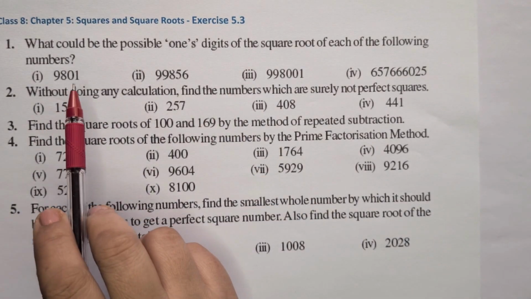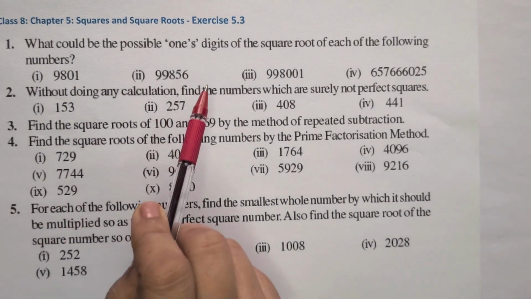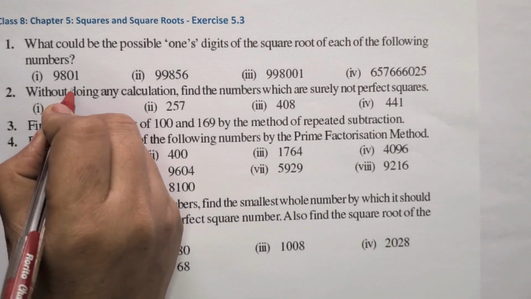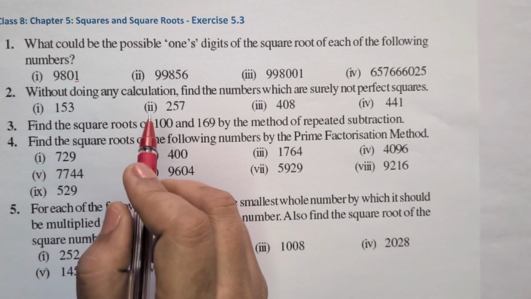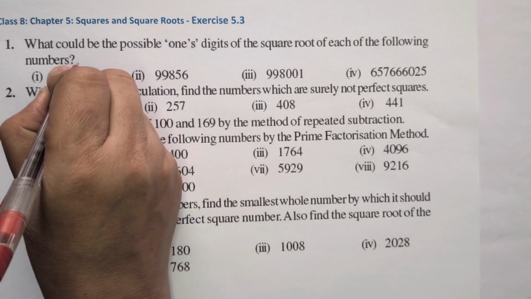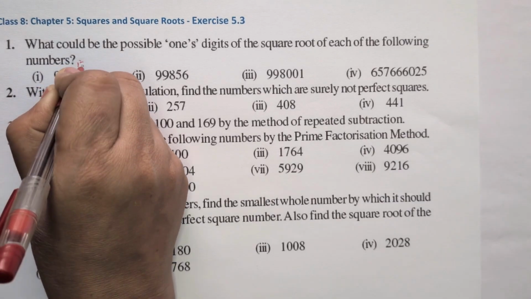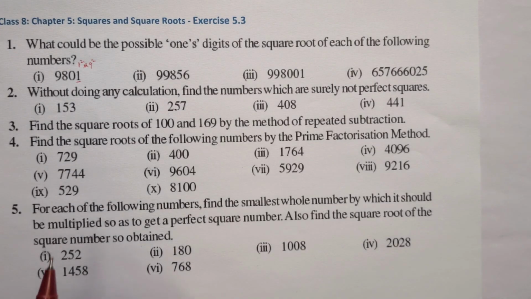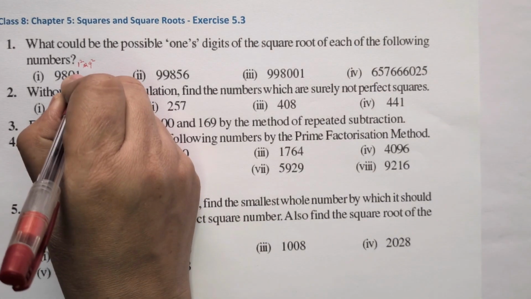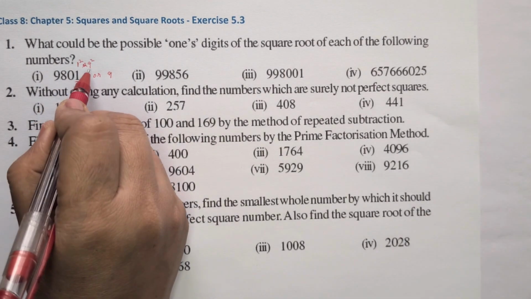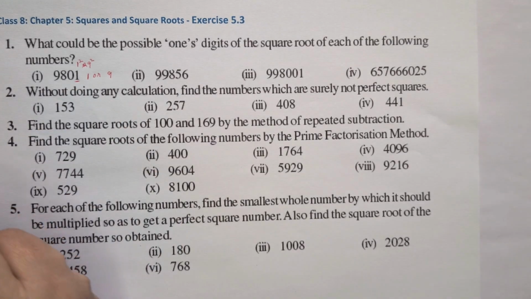Exercise 5.3, first question. What could be the possible ones digit of the square root of each of the following numbers? 9801. Here 1 is coming. The square root of this number, ones place digit. Then we know that 1 square is equal to 1, and 9 square also can be 1. So in one's place of the square root of this number may be 1 or 9. 1 square and 9 square both ending with 1.